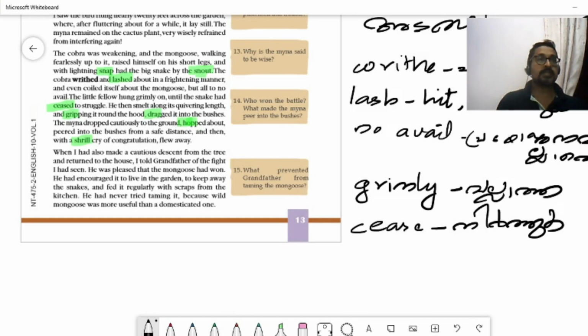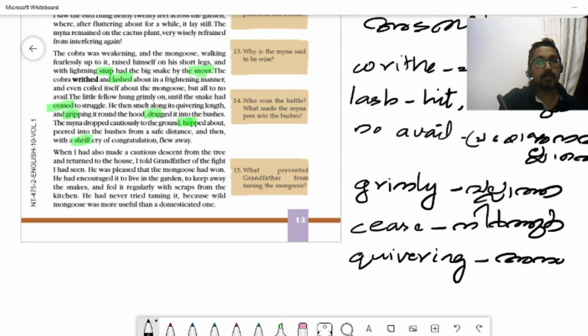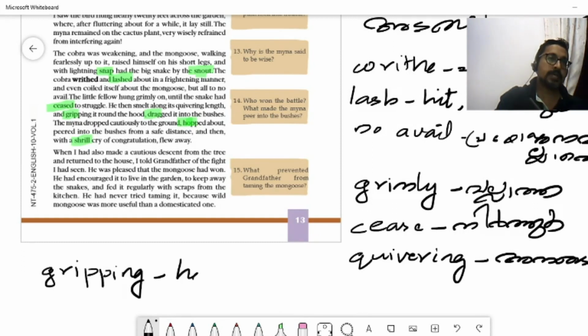It smelled along, it's quivering, quivering length, and it gripping it round the hood, gripping, holding tight.